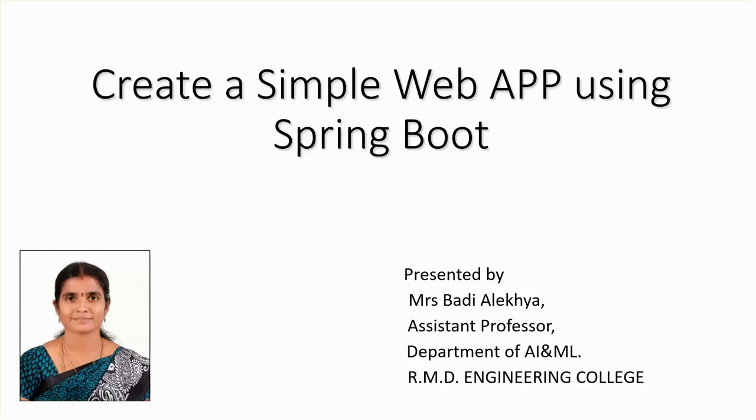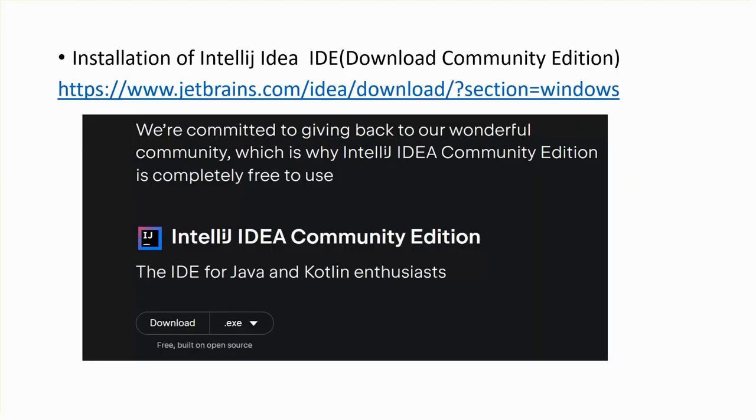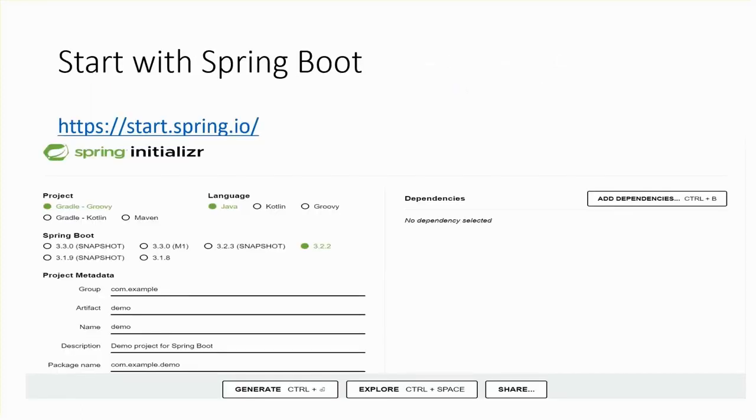Today, we are going to discuss how to create a simple web app using Spring Boot. Before we demonstrate how to create a web app using Spring Boot, we have to install an IDE environment. To install that IDE environment, go to that link and install IntelliJ IDEA Community Edition. And the second requirement, we have to know how to add dependencies by using Spring Initializr. I will demonstrate how to work with it.